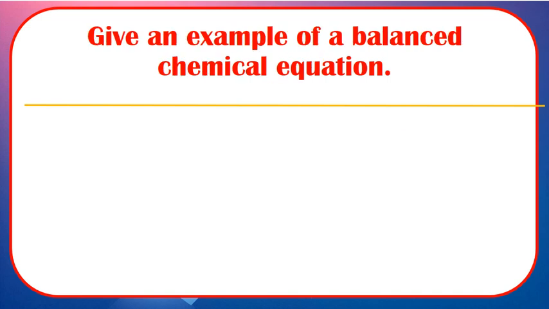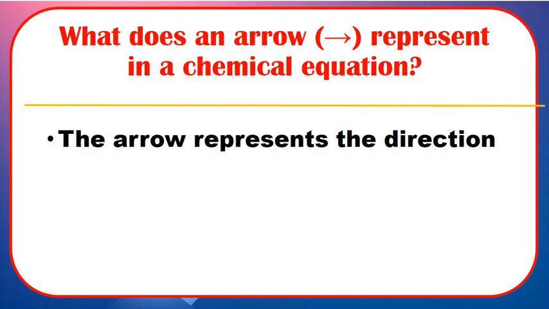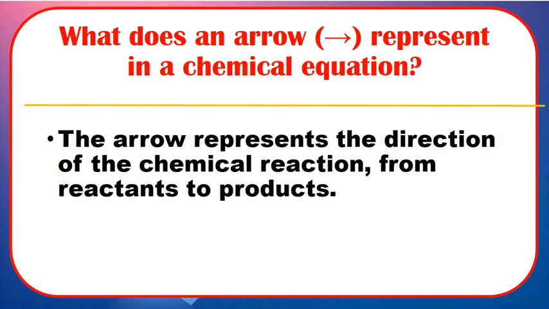Give an example of a balanced chemical equation. 2H₂ + O₂ → 2H₂O. What does an arrow (→) represent in a chemical equation? The arrow represents the direction of the chemical reaction, from reactants to products.